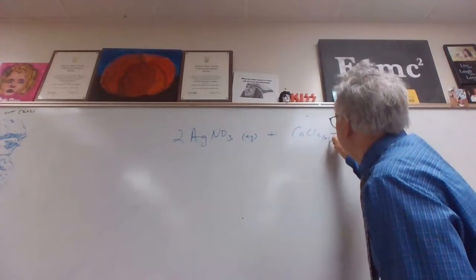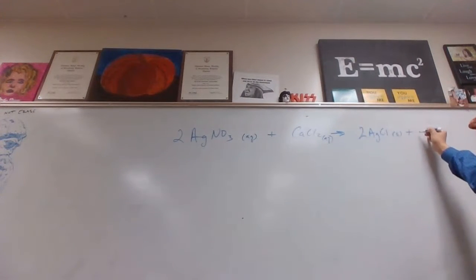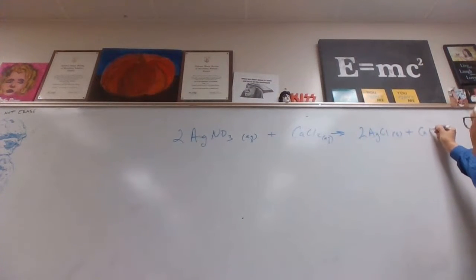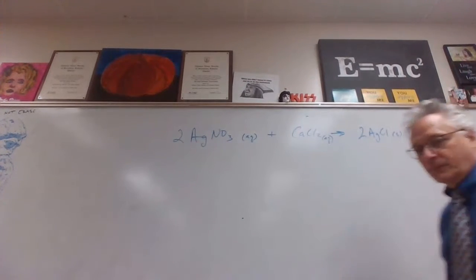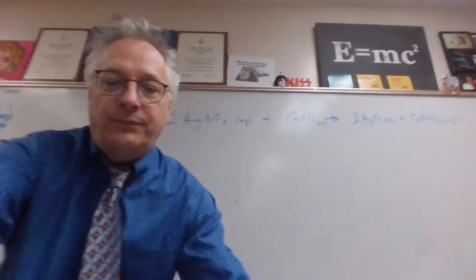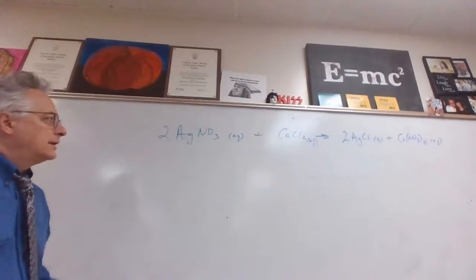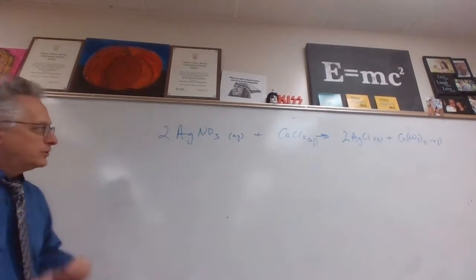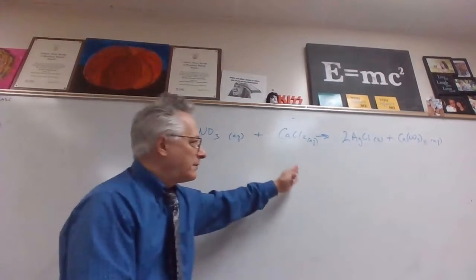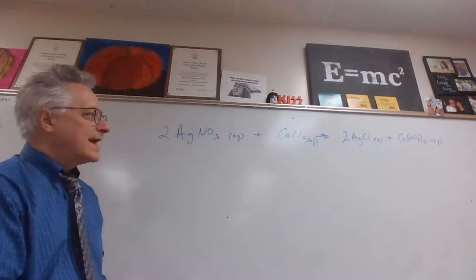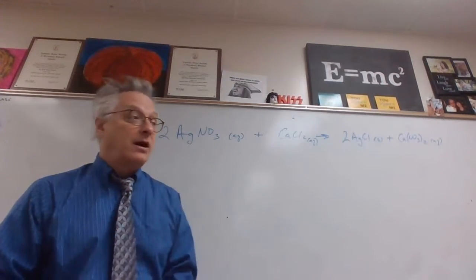This is aqueous, and the other thing we get is Ca(NO3)2, calcium nitrate, aqueous. Okay, that's a balanced chemical equation, and it's a double replacement reaction. So while you're doing these things, you should understand which type of chemical reaction we're looking at, and also name the chemical compounds.